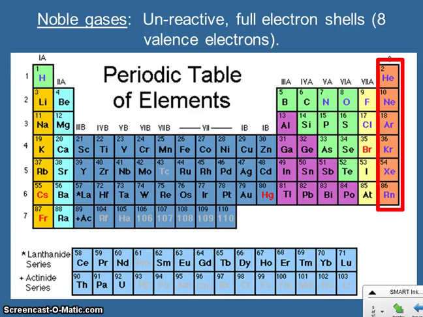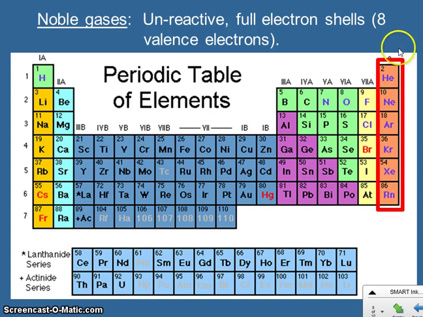Another group in the periodic table is the noble gases, and they're all the way over here on the right side. These elements already have a full shell of valence electrons. They have 8 valence electrons in their outer shell. Now, all atoms want to have a full outer shell. That is why they do chemical reactions, because they're trying to get a full outer shell.